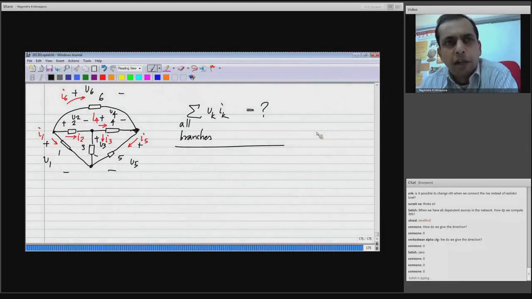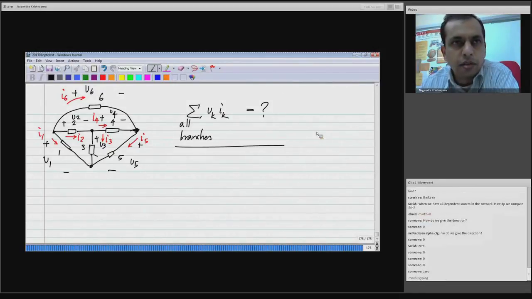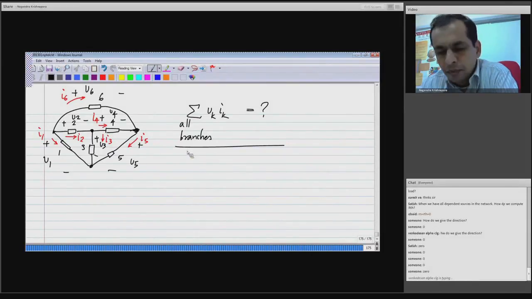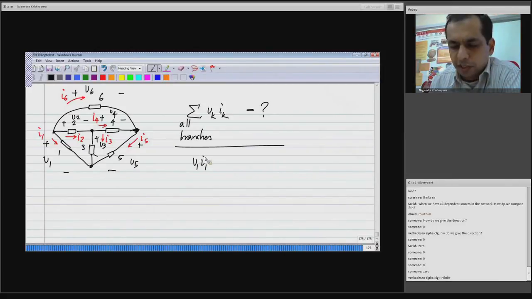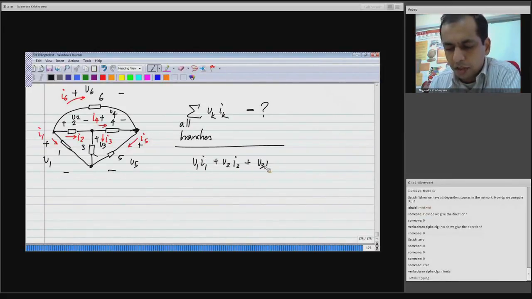Actually, many people are still asking questions. I will deal with them soon after I deal with this particular thing. That is, in this particular case, I sum the power in all the branches: V1 I1 plus V2 I2 plus V3 I3 plus up to V6 I6. What is it going to be?